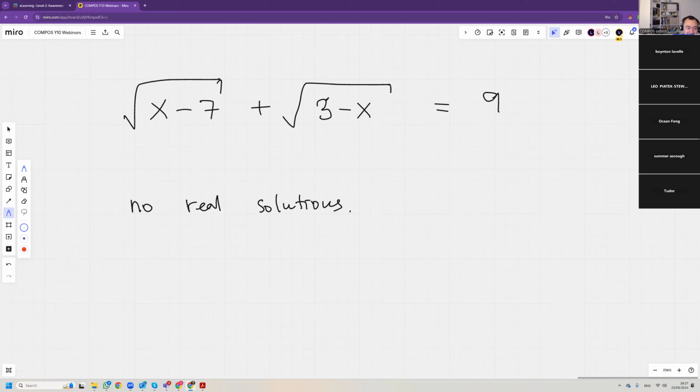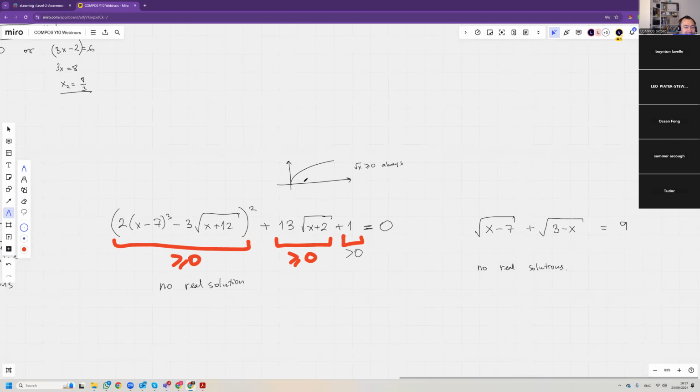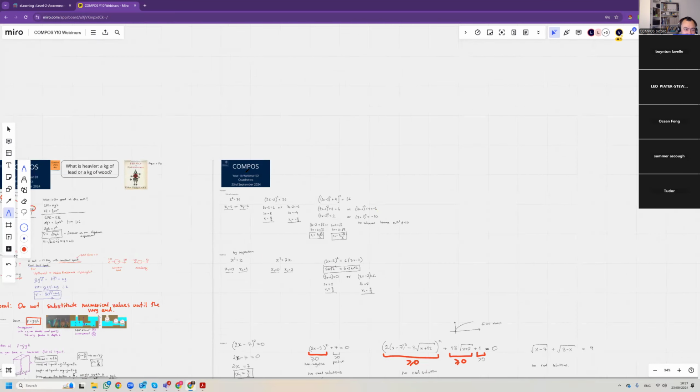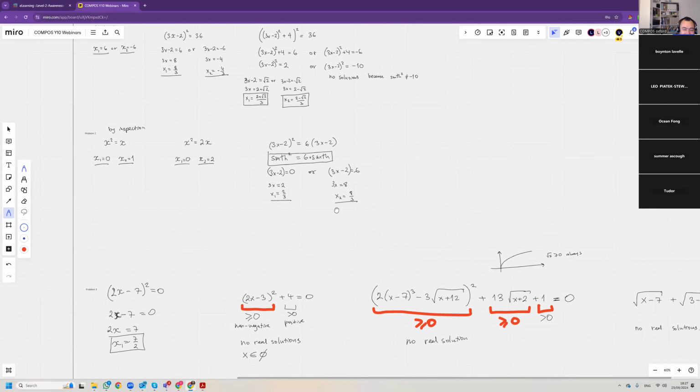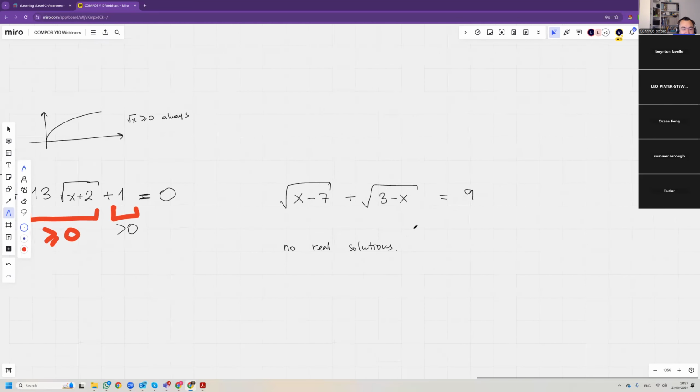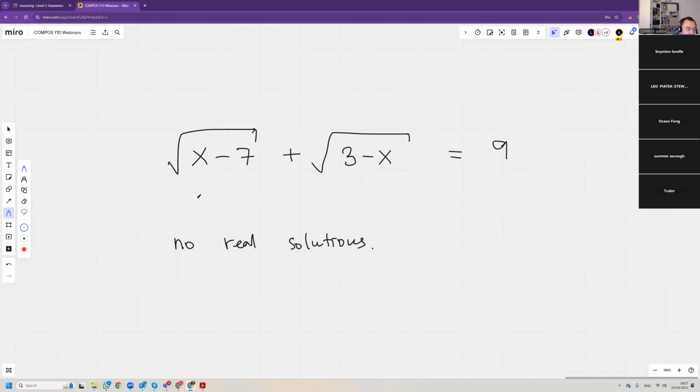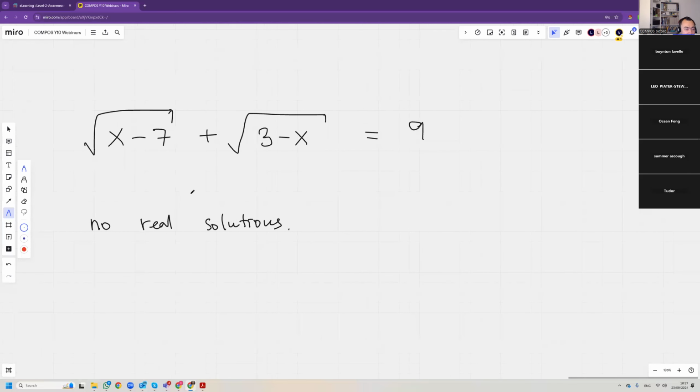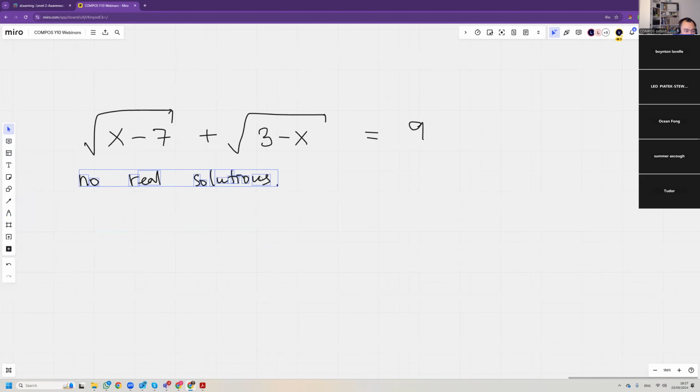Yes, the topic of today is quadratics, but this equation is not about quadratics. This equation is just an inspection question. It's like the ultimate inspection question. So how does that work?